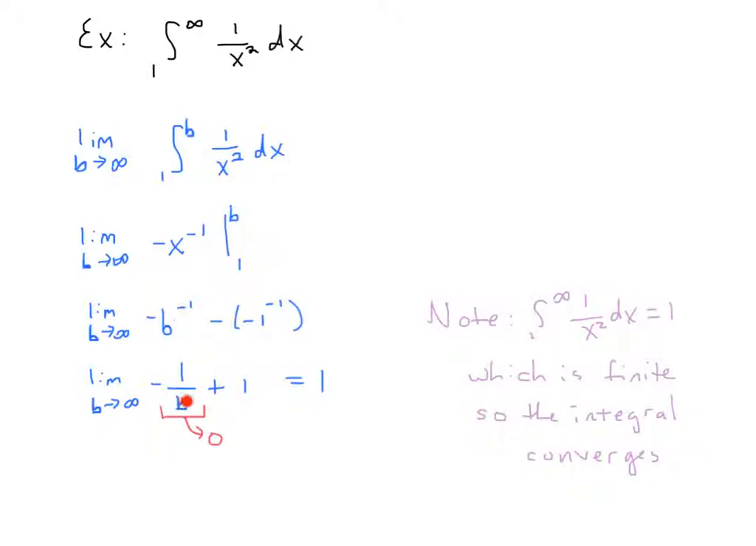When I plug in, well, I'm not really plugging in infinity, but thinking back on how limits work, I'm sort of plugging it in. As b gets really gigantic, I have 1 over a gigantic number, which means this is going to go towards 0, and so this term doesn't really matter anymore. So really we just have 0 plus 1, which equals 1. And because our integral is equal to 1, which is a finite number, meaning it's not infinity, that means our integral converges, because remember this entire unit is about whether things converge or diverge.